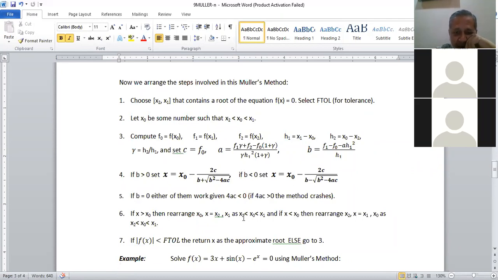इन तीन में से एक नंबर x1 है, या तो लेफ्ट वाला है या राइट वाला है. Then we check for the tolerance. फंक्शन वैल्यू टॉलरेंस से कम हो गई है तो रिटर्न एज द अप्रॉक्सीमेट रूट. एल्स अगर टॉलरेंस अचीव नहीं हुई है, go to step 3 and with new x0 x1 x2 repeat the whole set of calculations.